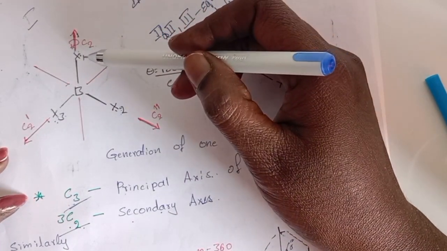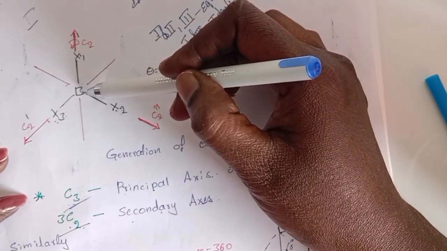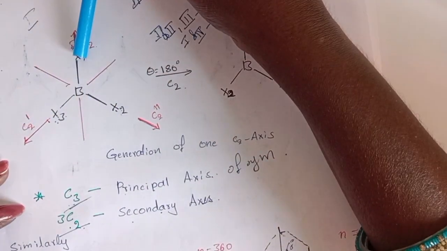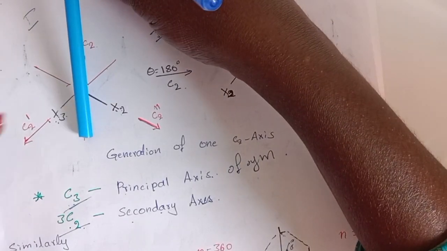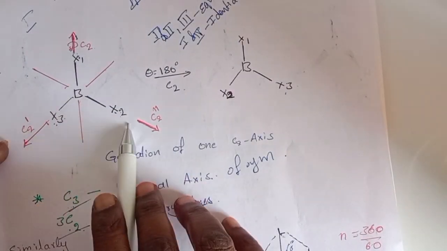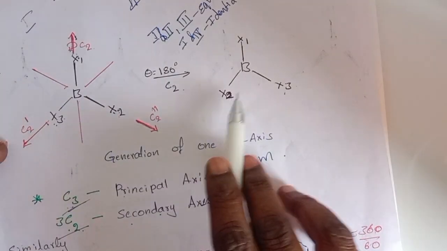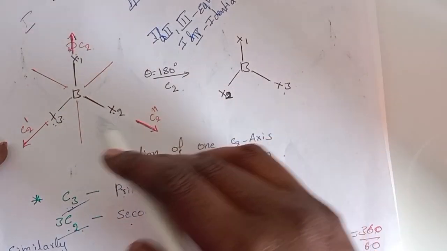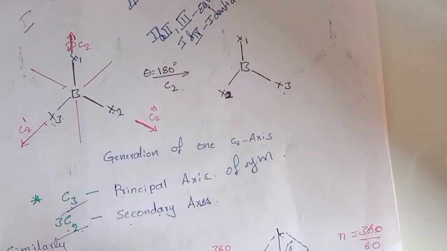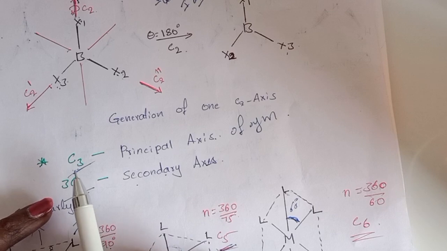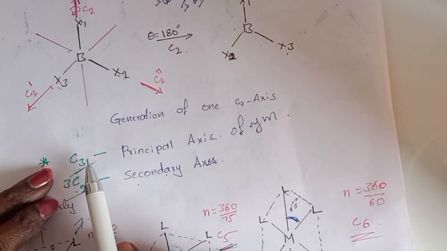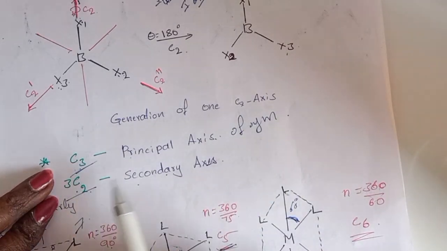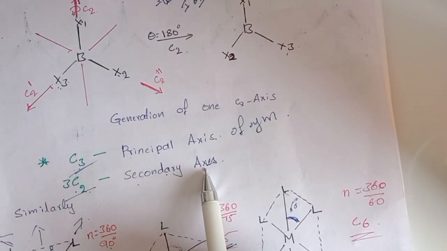If we pass the axis through one of the halogens and boron, the axis is passing through X1 and boron. The other two atoms will be replaced with each other: X2 will come here, X3 will come here. So this is the generation of one C2 axis. Like that, there are 3 halogens, so 3 C2s are possible. In BX3, the highest-fold rotational axis, C3, is called the principal axis of symmetry, and the 3 C2s are called secondary axes of symmetry.